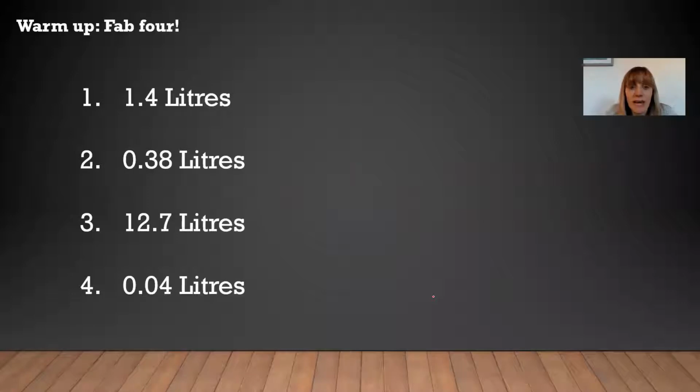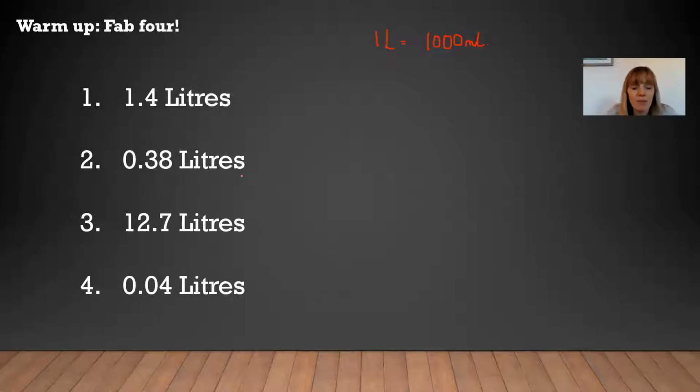I thought we'd have a bit of a recap on our conversions from litres to millilitres. So what I'd like you to do is pause the screen in a minute and convert these litres into millilitres. Let's remember that 1 litre is the same as 1,000 millilitres. So remember, if we're in litres and we're converting to millilitres, we're going to be multiplying by 1,000. So pause your screens, have a go and come back with the answers.